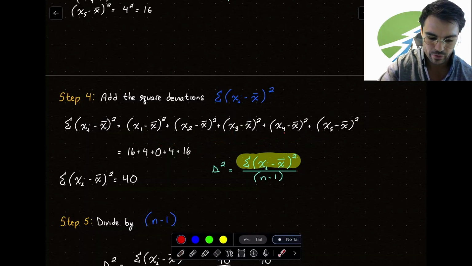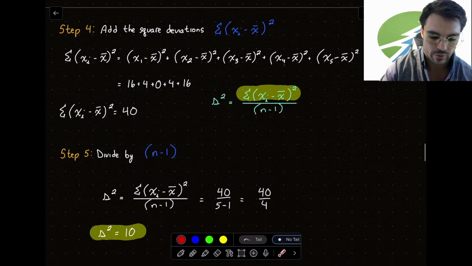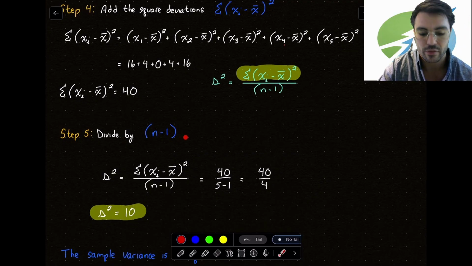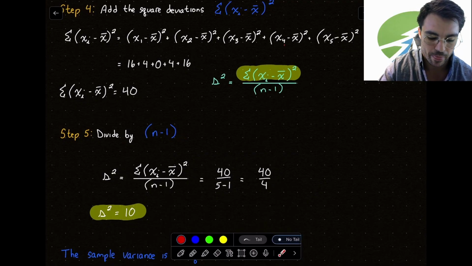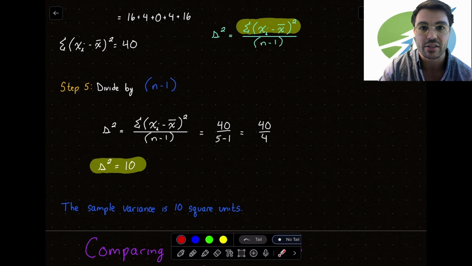And when we add it up, 16 plus 4 plus 0 plus 4 plus 16 is 40. And lastly, divide by n minus 1. Okay, so here's our equation written out. Our numerator is 40 from step 4, and our denominator, n is 5 for our 5 observations, minus 1 gives us 4. 40 divided by 4 is 10. Therefore, the sample variance is 10 square units. That's it, all there is to it. Again, not as tricky or complicated as it might look at first glance.